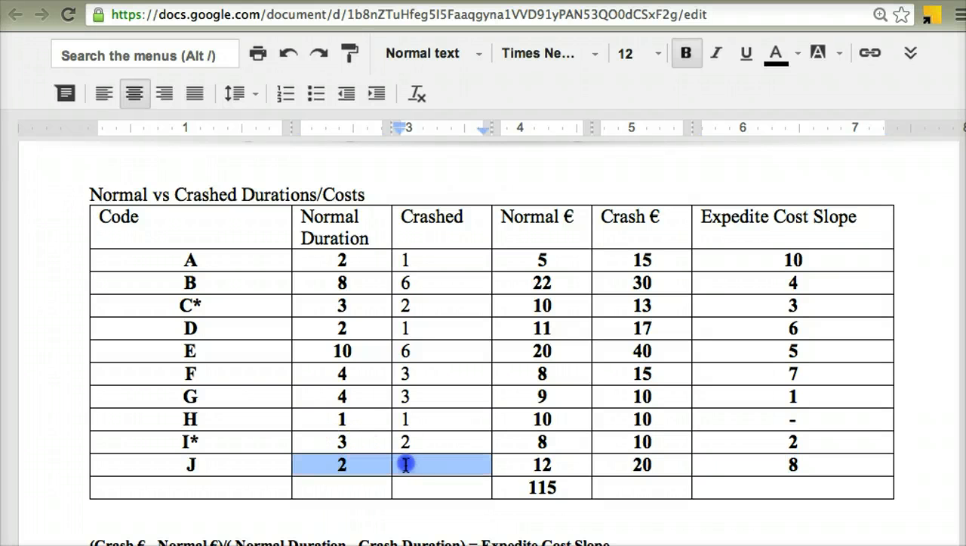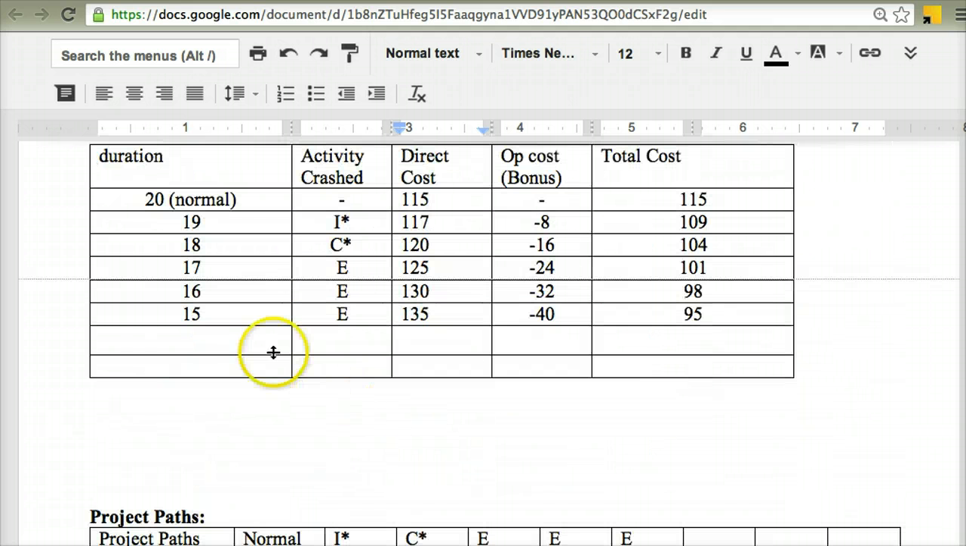And I can see that that's all I have with it. I can only crash it by 1 day. So let's go ahead and do that. So again, to bring the overall project duration from 15 down to 14, I'm going to crash activity J asterisk, because I've only 1 day to play with, and this will be it maxed out. It's going to cost me €8, so 135 plus 8 is 143. I'm going to get another day's bonus for that, so minus 48. And so 143 minus 48 gives me 95.